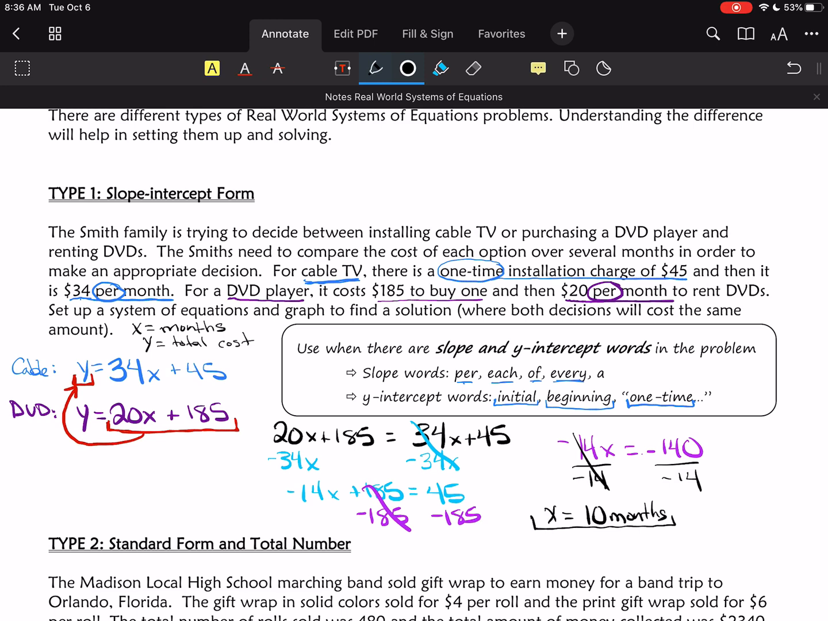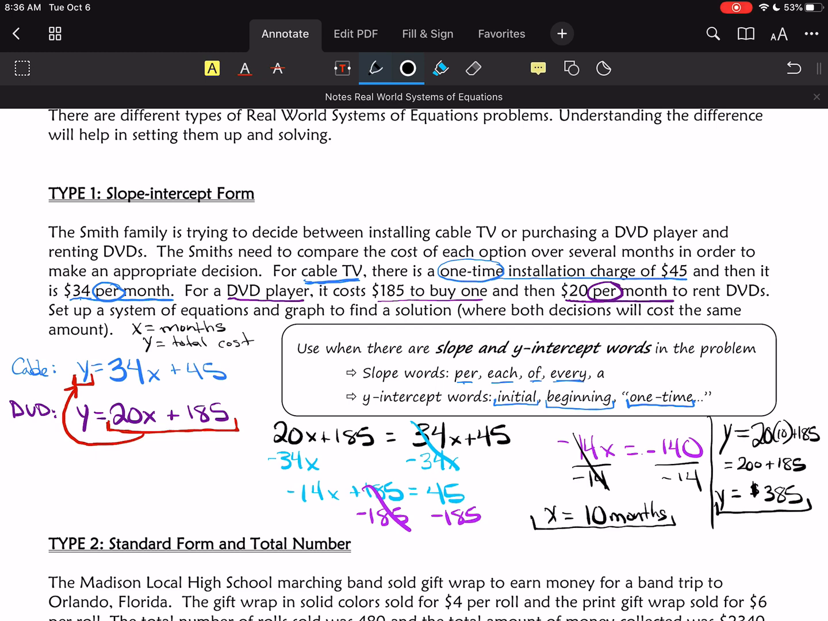Now I just need to find what the cost will be. So I have to plug in 10 into one of my equations, and it doesn't matter which one. I'm going to plug into the bottom one. So y equals 20 times 10 plus 185. 20 times 10 is 200. So my total cost would be $385.